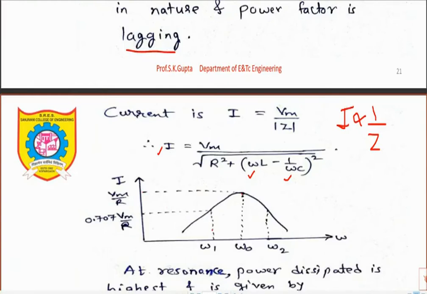Now we have two more frequencies, omega 1 and omega 2. At these frequencies, the current is 0.707 Vm by R. So at these frequencies, the power dissipated is half of the maximum value. That's why omega 1 and omega 2 are also called half power frequencies.